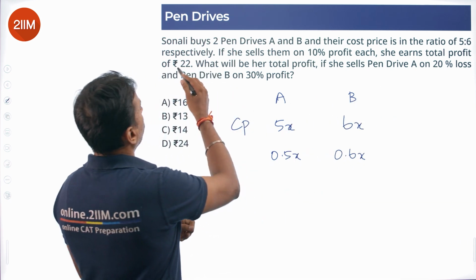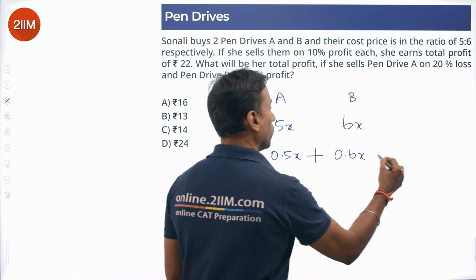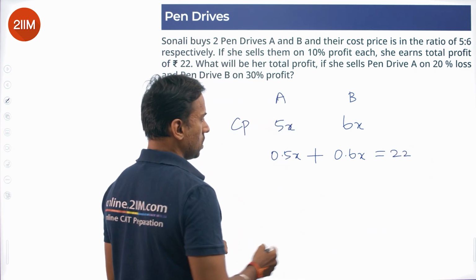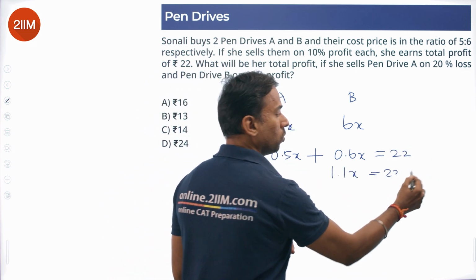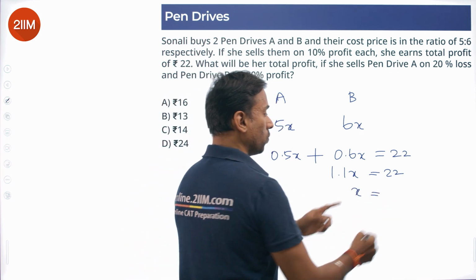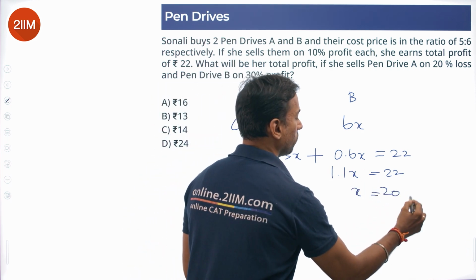She earns a total profit of rupees 22. That means this total is 22. Or I can say 1.1x is 22. Or we can say x is equal to 22 by 1.1, which is exactly 20. Super, done.